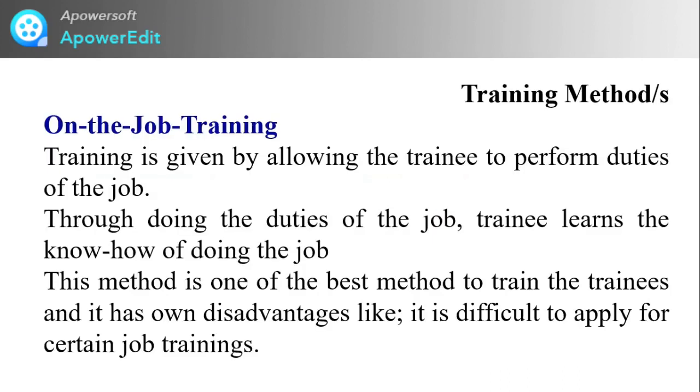The first one is on-the-job training. On-the-job training is very effective training. I think this is the ideal training. On-the-job training means training is given by allowing the trainee to perform duties on the job. We allow the trainee to do the activities of the job in the real working place. So, by doing the activities of the job, the trainee learns the know-how of doing the job.